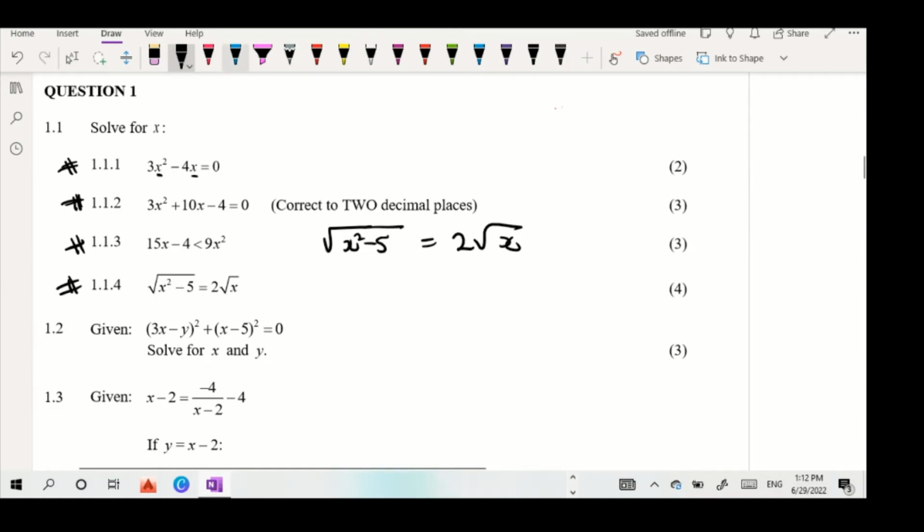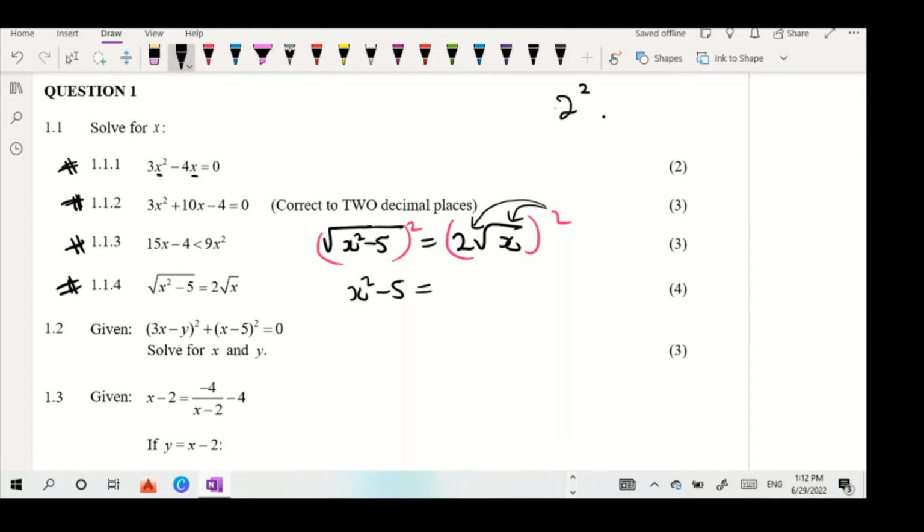So the first step we're going to do here is we're going to square both sides. So you square both sides, and then you have x squared minus 5 equals 2. So this squared will multiply any power that it finds inside. So you're going to have 2 to the power of 2 multiplied by x. So this square root of x is x to the power 1 over 2. Then it's going to multiply by this 2, which is just going to be x. So you're going to have 2 to the power of 2x. If you write it properly, it's x squared minus 5 is equal to 4x.